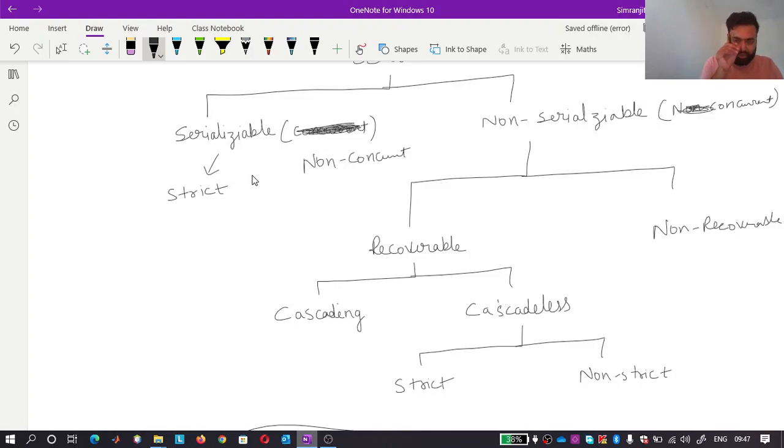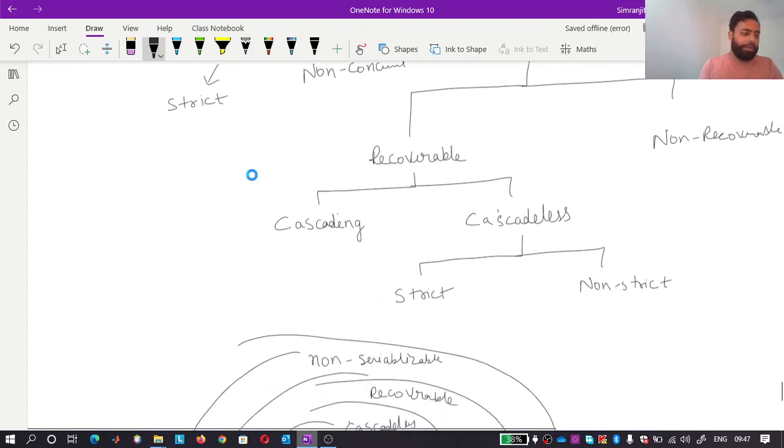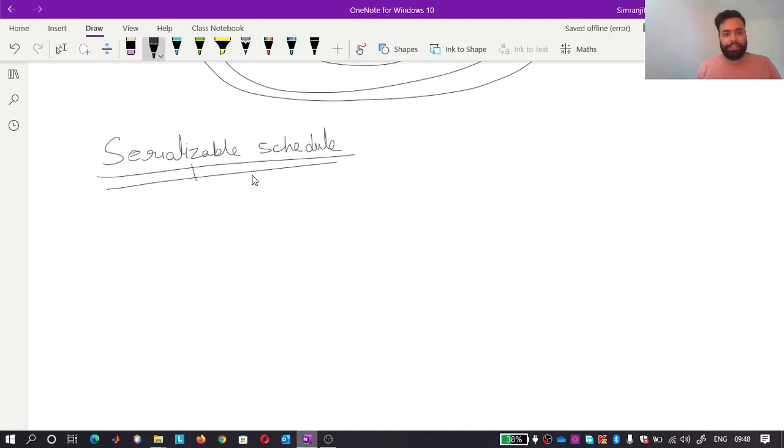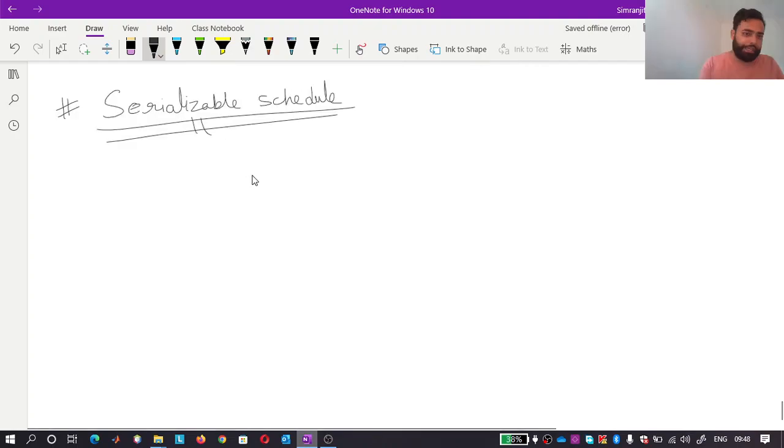Now, moving on to the most important part, the serializable schedule. I'm writing some definitions here because it's a very important part of the exam. The serializable schedule is a very important topic here, which is why I'm writing some of the definitions.